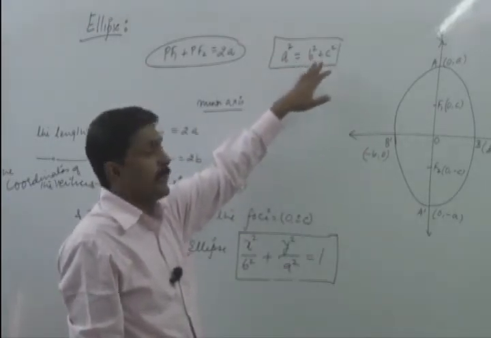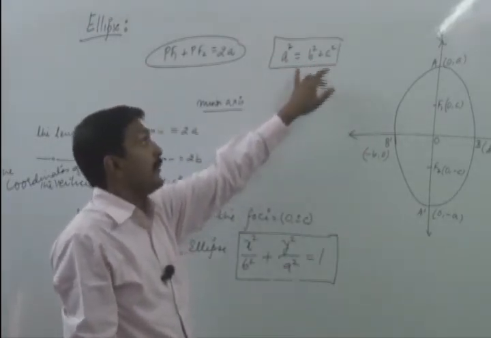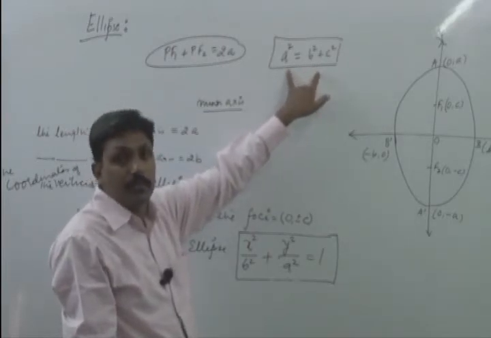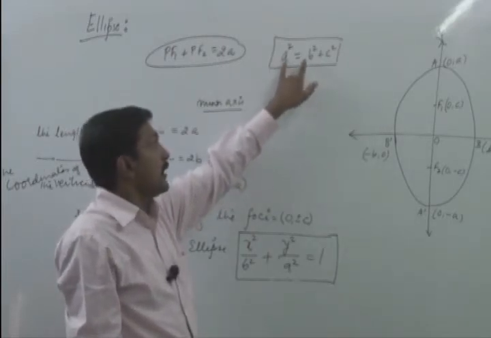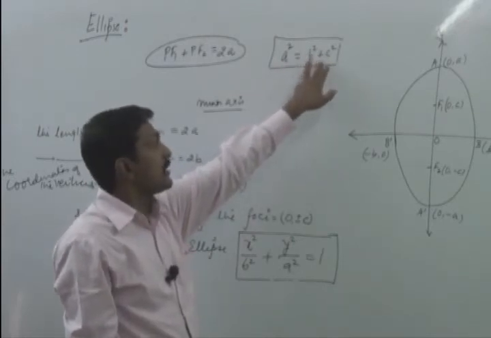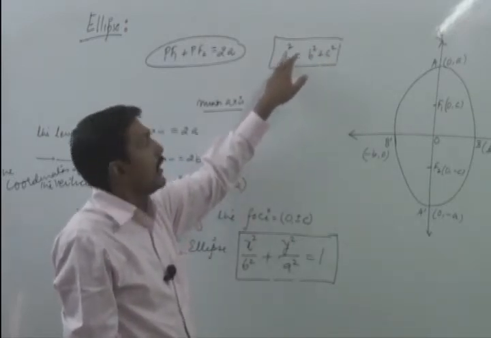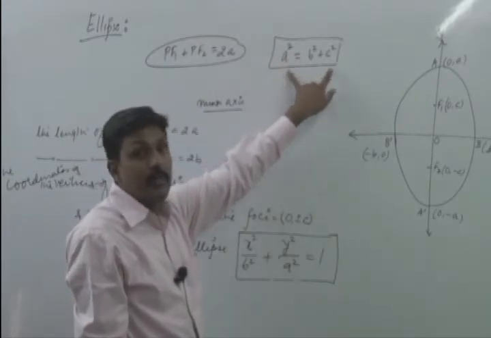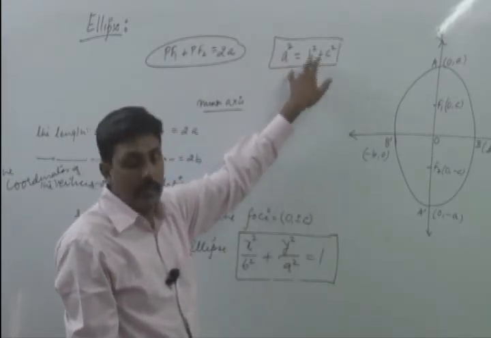So with the help of this, we can find any one if we are given the other two terms. Suppose we are given a² and b², we can find the third one. If we are given b² and c², then we can find the first one. If we are given a² and c², then we can find the second one.